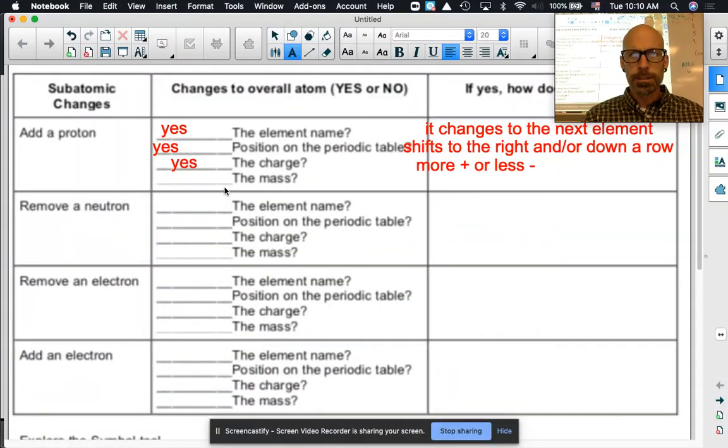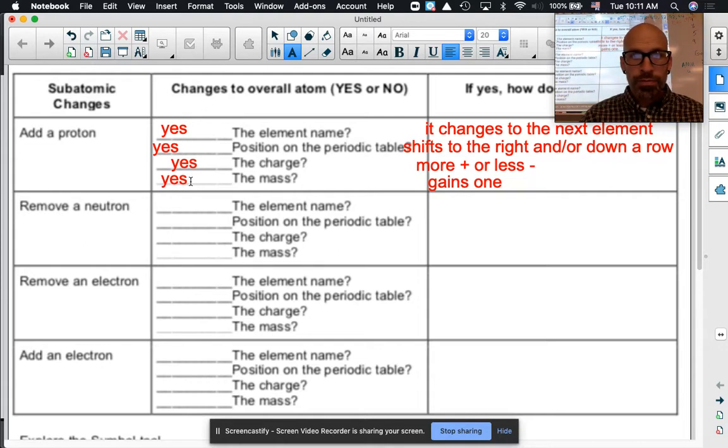All right, back to this. Does adding a proton affect the mass? Yes. What does it do? Gains 1. So mass goes up by 1 when you add a proton. Yes. That's 4. All right.